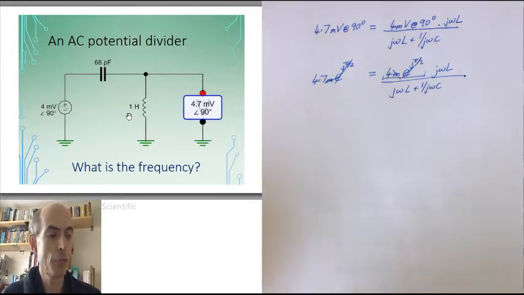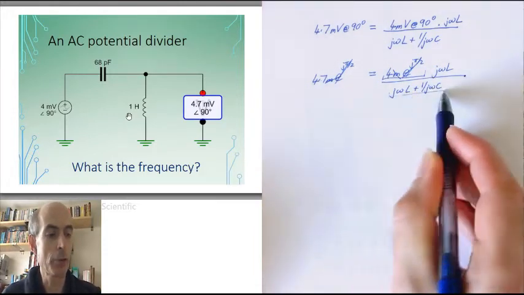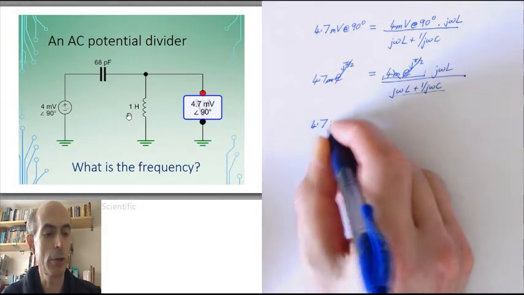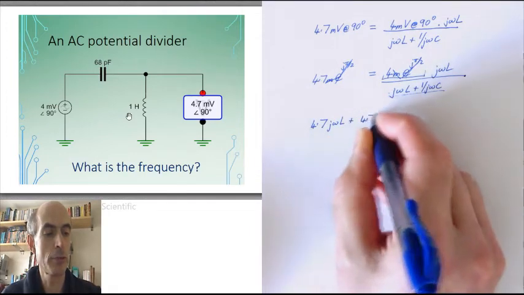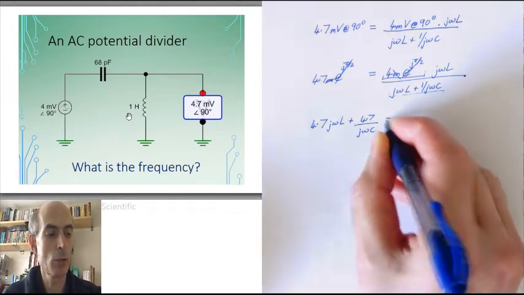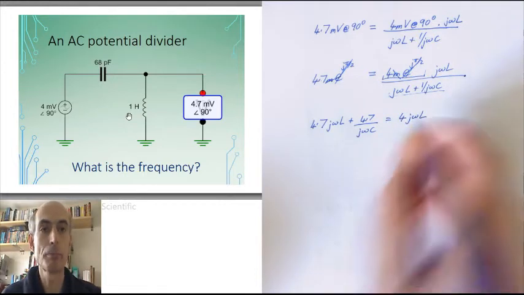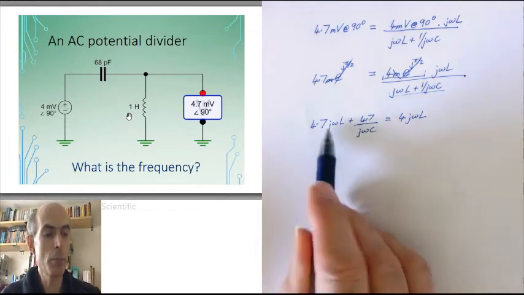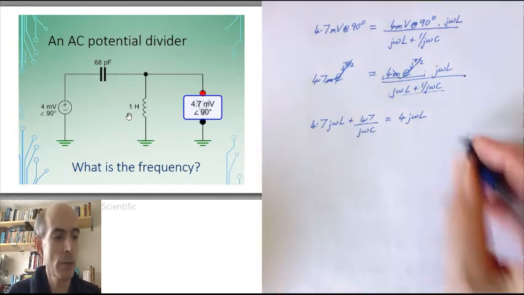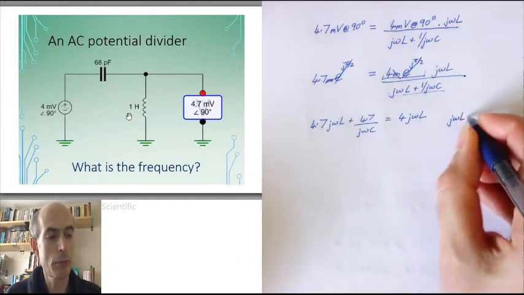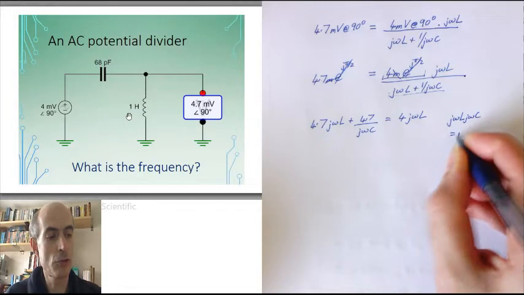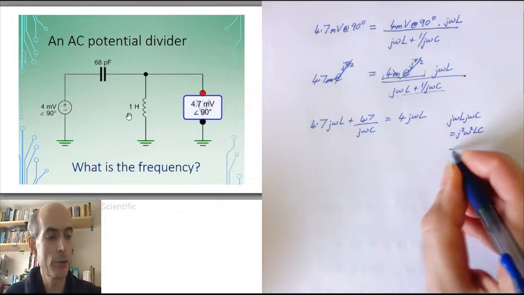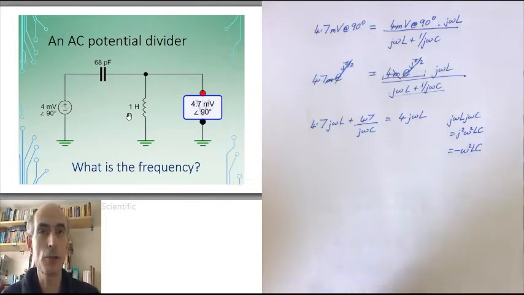Next thing I'm going to do is multiply up by j omega L plus 1 over j omega C. That would give me 4.7 j omega L plus 4.7 over j omega C equals 4 times j omega L, and then multiply up by j omega C. Well, j omega L times j omega C is j squared omega squared LC. J squared is minus 1, so that's minus omega squared LC.